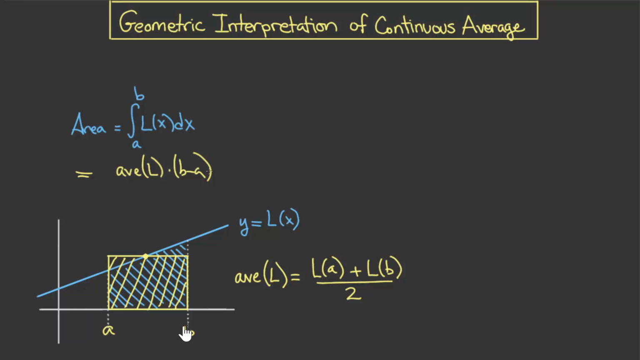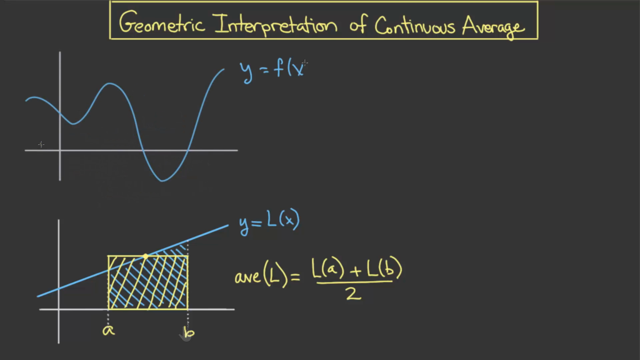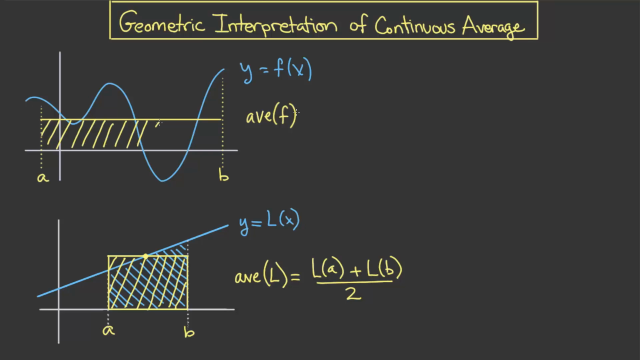So this is what we'll take as the geometric definition or the geometric explanation for the continuous average of any function f of x. So let's take a general function f of x. Then the average value of f, or the average height of f over the interval from a to b, is the value such that the area of the rectangle with width b minus a, and whose height is the average value, is the same as the signed area under f of x over that same interval.